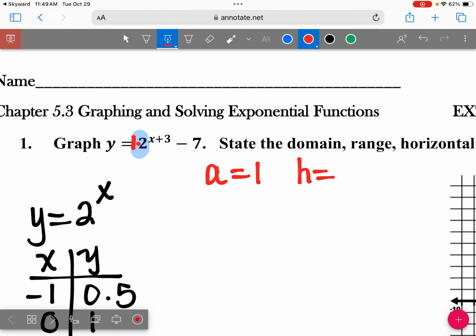Joshua, are you paying attention? I don't think so. All right, so what would the H value be?